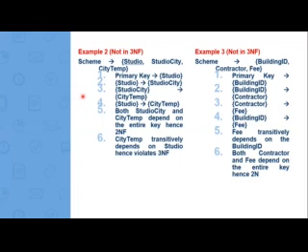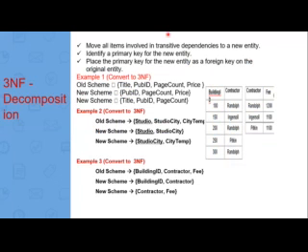How do we convert to third normal form? If you want to convert, there is a procedure: move all items involved in the transitive dependency to a new entity and identify a primary key for the new entity. At last, place the primary key of the new entity as a foreign key on the original entity.